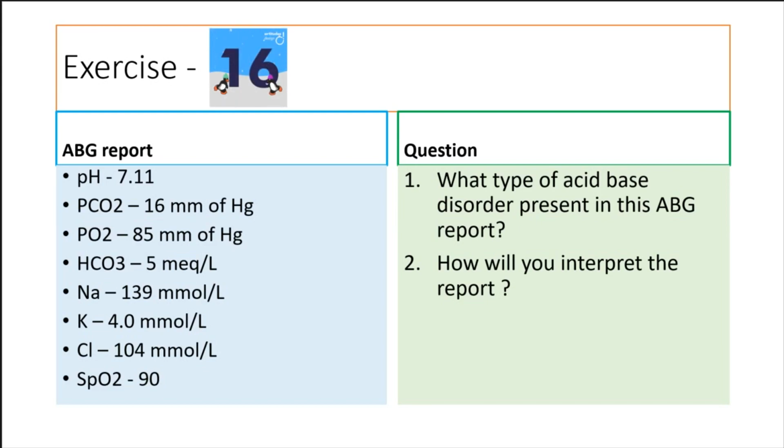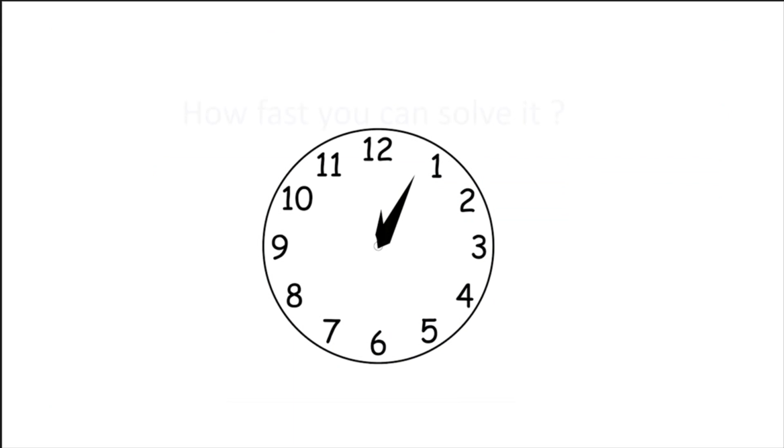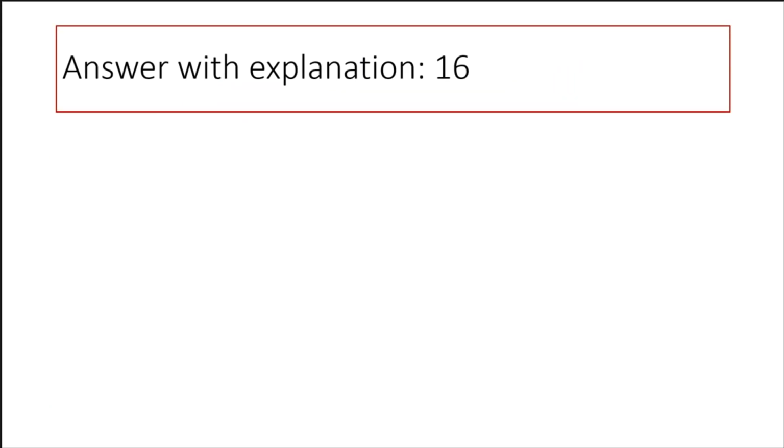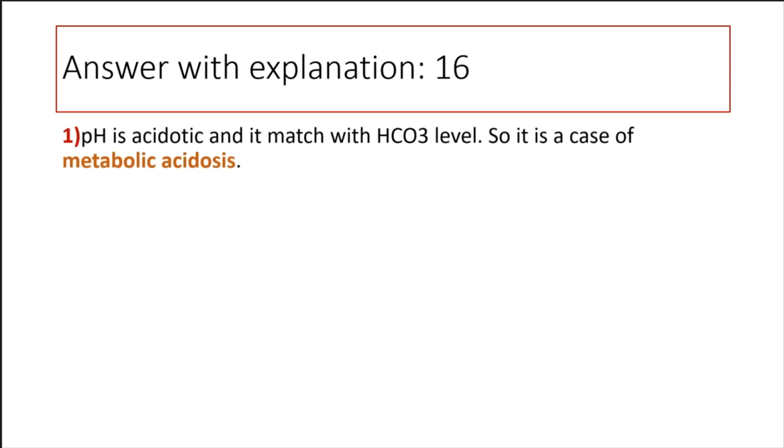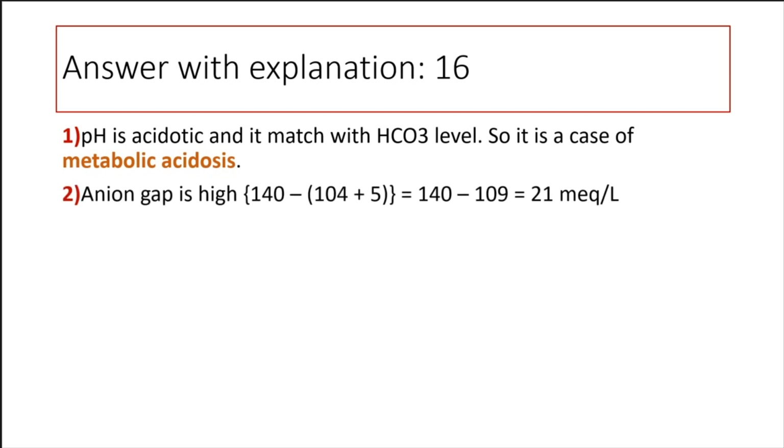2. How will you interpret the report? 3. What may be the underlying cause? How fast can you solve it? Answer with explanation. 16. 1. pH is acidotic and it matches with HCO3 level, so it is a case of metabolic acidosis. 2. Anion gap is high, 140 minus 104 plus 5 equals 140 minus 109 equals 21 milliequivalent per liter.